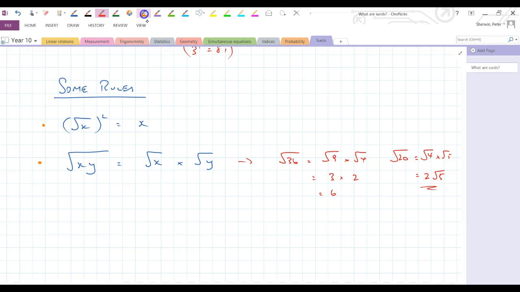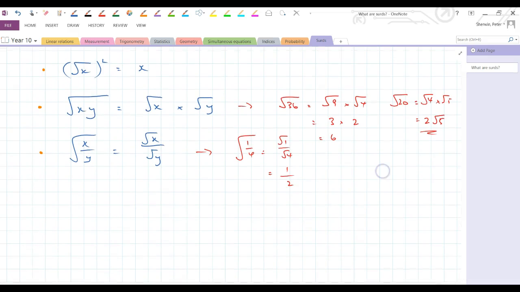All right, let's move on with some more rules. There's a nice little fraction rule here. Square root of x over y equals, I can split them up like so. So I've got, let's say, the square root of a quarter. That's the square root of 1 over the square root of 4. So you can split your numerator and denominator up, and you might be able to simplify your surd that way.